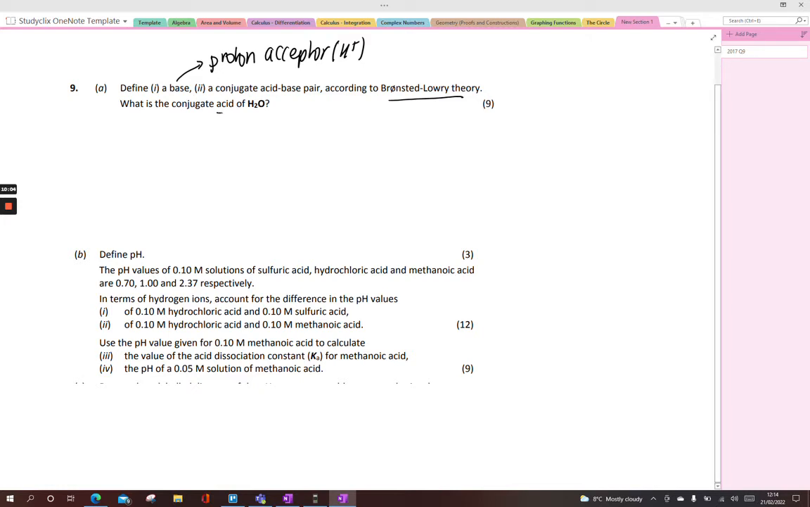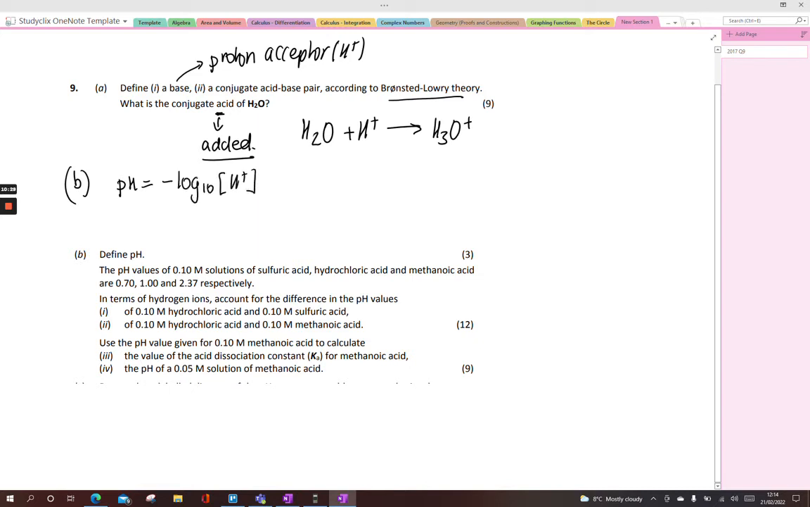This one, what is the conjugate acid? A for acid, A for added. So we add on a H plus and we get H3O plus, or hydronium ion. B, define pH. May as well get the calculation bit in. The definition is, it's the negative log to the base 10 of your hydrogen ion concentration.